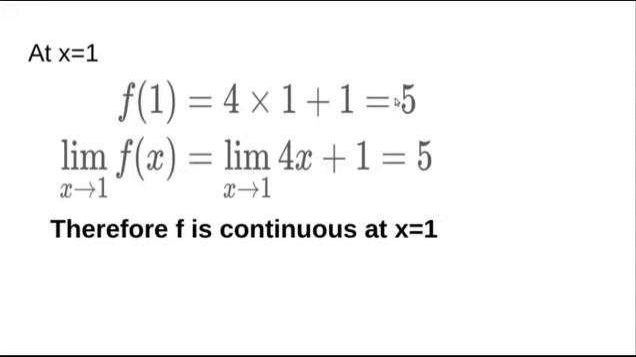The value at f of 1 equal to limit at 1. That means value of the function at x equal to 1 equal to limit f of x, x tends to 1. So the function is continuous at x equal to 1.